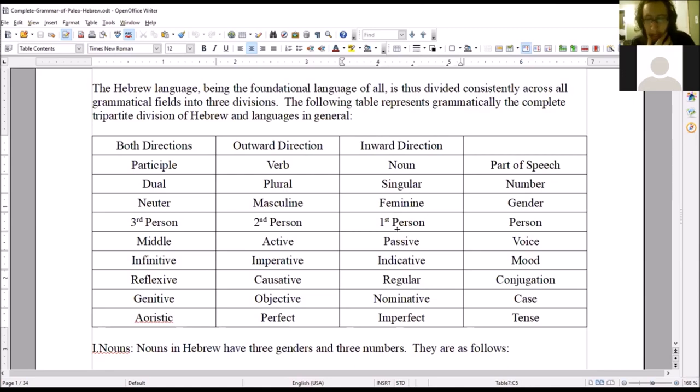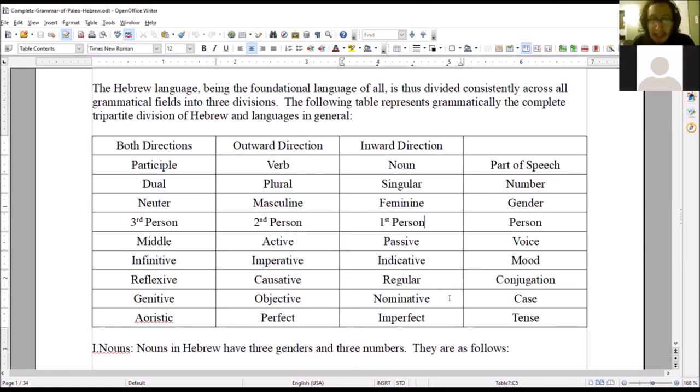And then tense. In Hebrew there's tenses, and for verbs there's imperfect, so it's inward because it's still ongoing, it's still happening. Perfect is it's already happened, it's done with. And aorist, it could be both perfect and imperfect. There's no specific tense, so it's both.